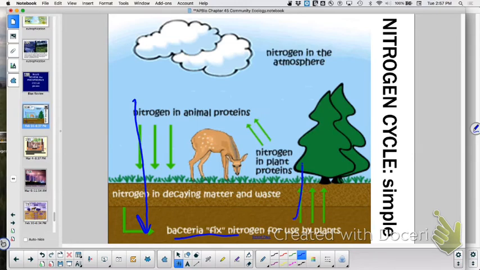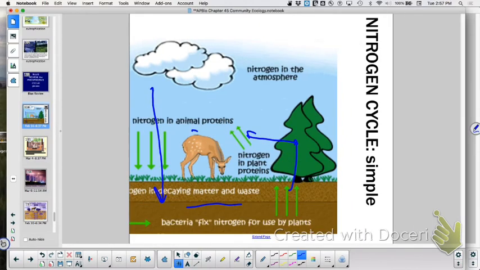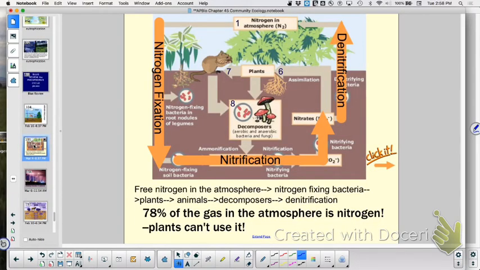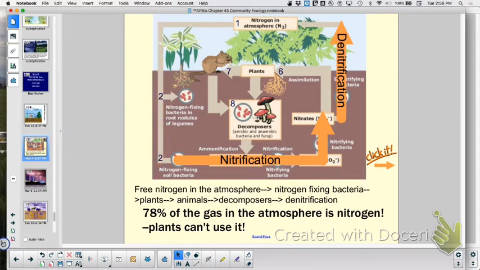Then it can get into plants, and then animals can eat it, and decomposers get it back into ammonia. Let me jump up a picture, a little more detailed. So here you have nitrogen fixing bacteria that are converting it from the air into things like ammonia. Then nitrifying bacteria are going to convert this ammonia first into nitrites, NO2-, and then nitrates, NO3-. This can be used by plants, and then animals can eat these plants, and both plants and animals can be broken down by decomposers, and you're back to ammonium again.